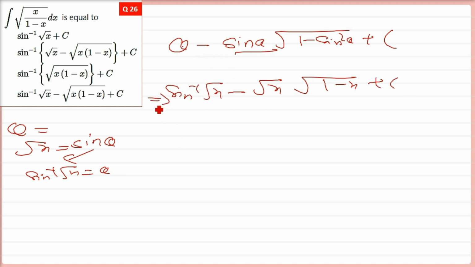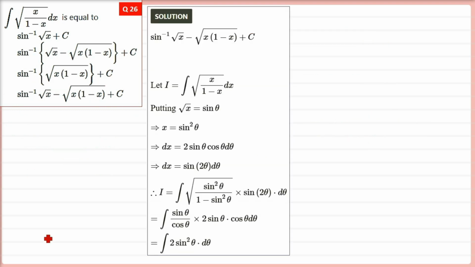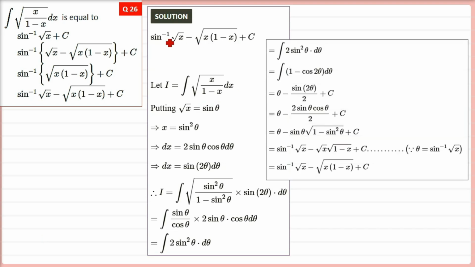So this is inside the bracket. It will be sine inverse root x minus root x into root 1 minus x. You can take root x common if you want, or let it be like this, plus constant of integration. I just have to match it with any of the options provided. So which one is the correct one? Sine inverse under root x minus under root x into 1 minus x. So this is how it will be done, and this is how the result will come. You have to match it, because this question needs some effort.